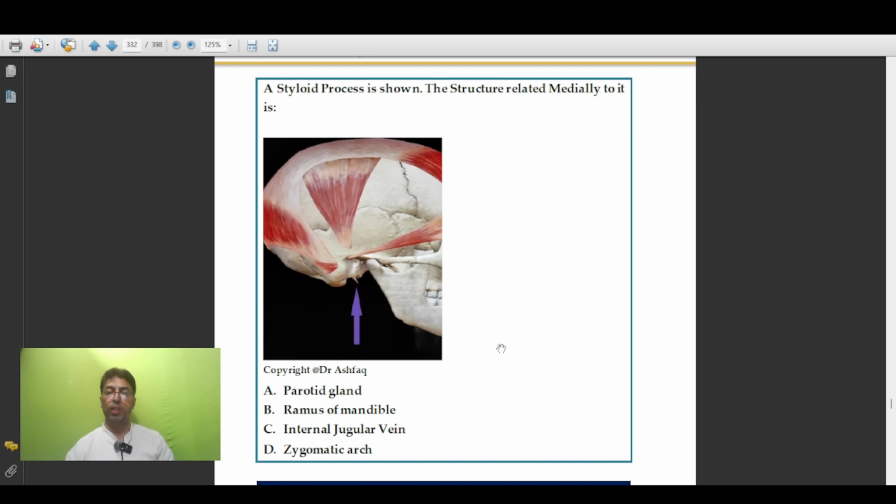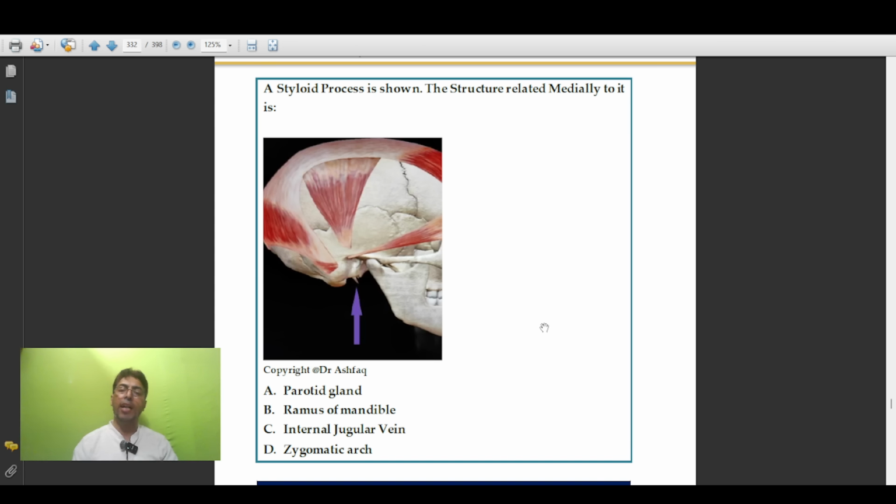That is very important. Now, another image-based question, a very precise, high definition diagram of the styloid process is shown. The structure related medially to it is: So it is a question based on anatomy, the relations. You get certain types of questions sometimes like this. Parotid gland, ramus of mandible, internal jugular vein, or zygomatic arch.